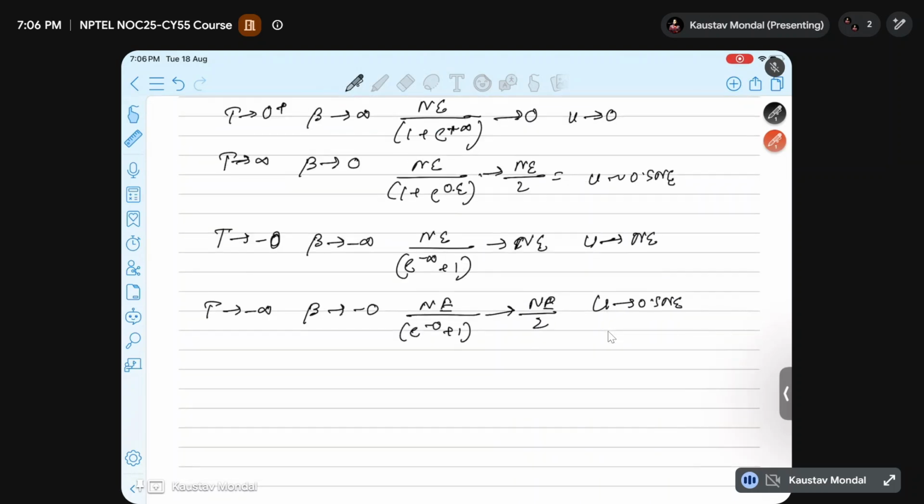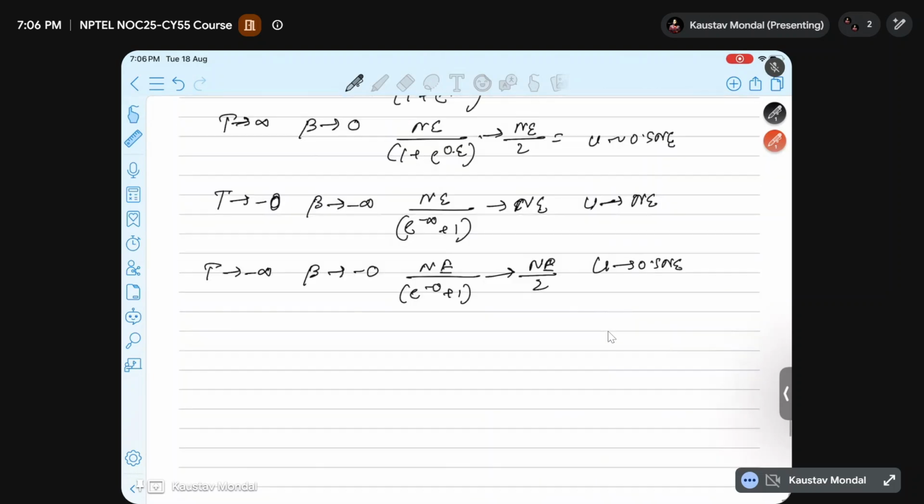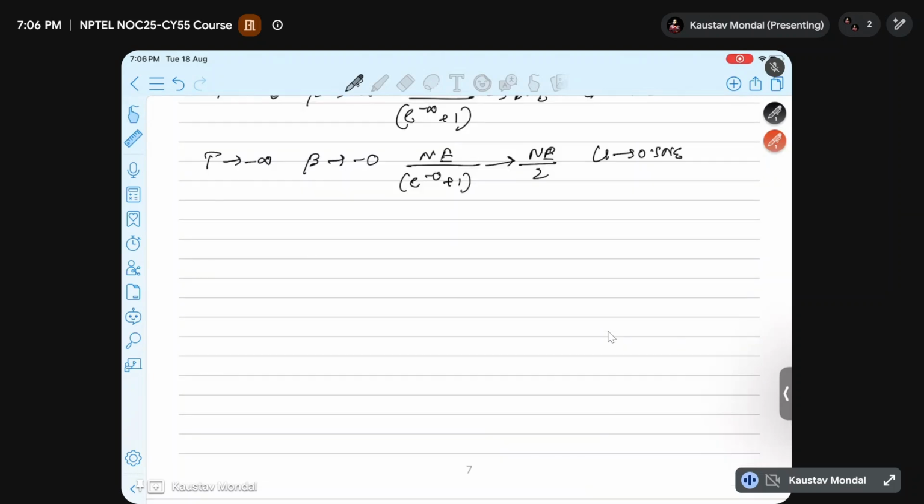So this is how the internal energy behaves for different cases of the temperature. Now what you can do is plot the internal energy as a function of temperature, and you will get a plot like this.